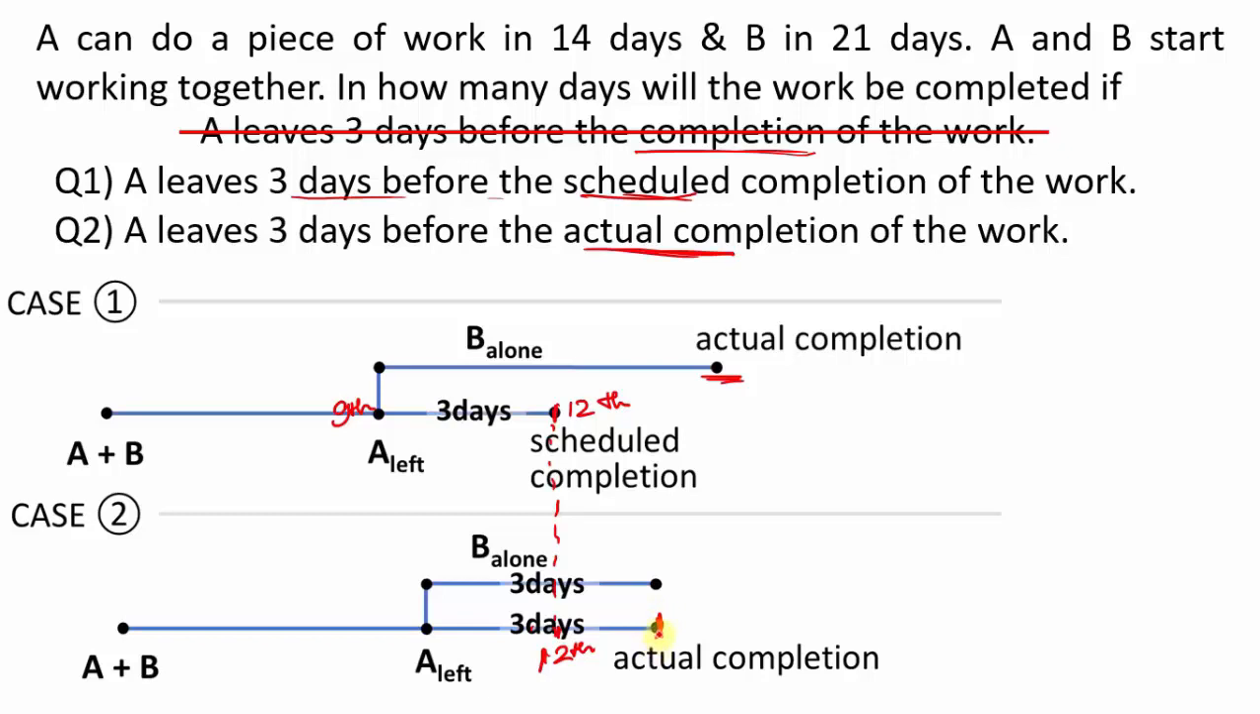Now on this day, the actual completion day, if you look back, you will say that A left 3 days before. The day A left and the day work got completed are 3 days apart in this case. And in the other case, the day A left and the day work got completed are more than 3 days apart. So this is the difference between these two cases, and stating just that A leaves 3 days before the completion of work would be incomplete information.